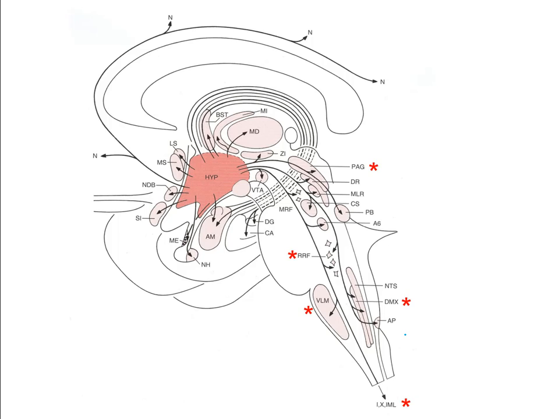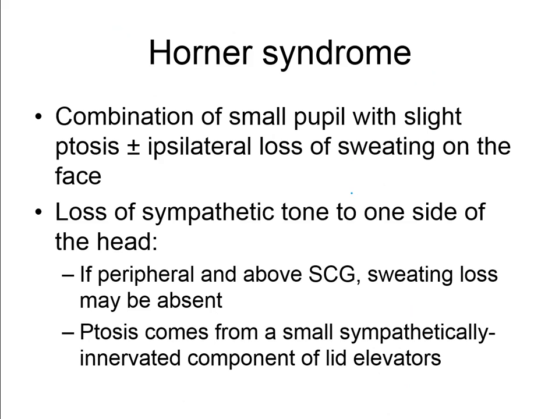All right, this is just to try and highlight that there are these relevant nuclei, the periaqueductal gray in the midbrain, and then on the way to the dorsal motor nucleus of the vagus, you may well have synapsed in some of these other reticular tegmental nuclei. All right. If you interrupt that inside the brain, you can get a Horner's syndrome.